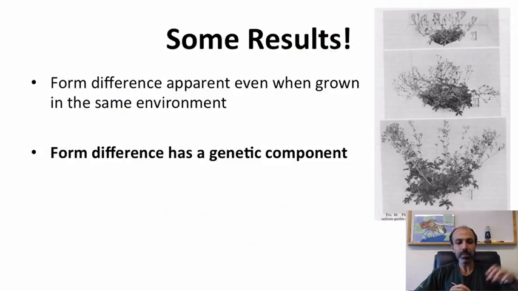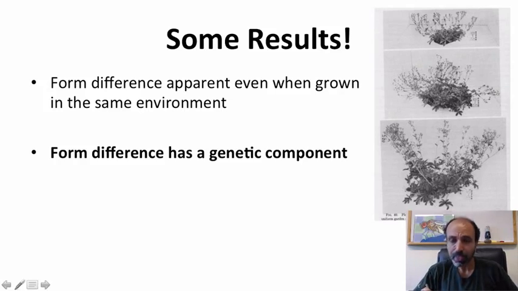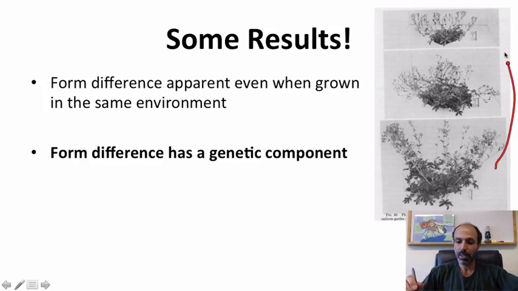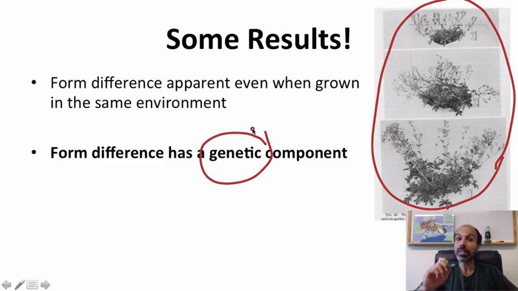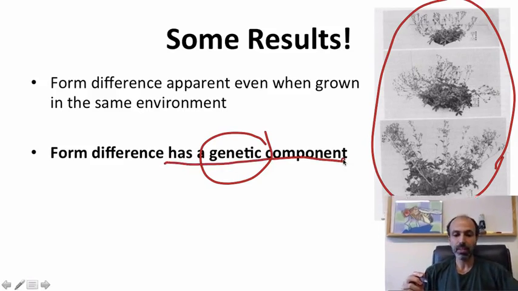Well, what did they see? In fact, they found there was a form difference apparent even when grown in the same environment. So these are ones from the species Potentilla gracilis, and grown in one spot in Mather. So this is that intermediate elevation spot. They found quite a big difference in form. And this suggests this form difference does have a genetic component. It does not prove there was no environmental component. It only proves there is a genetic component. Okay?